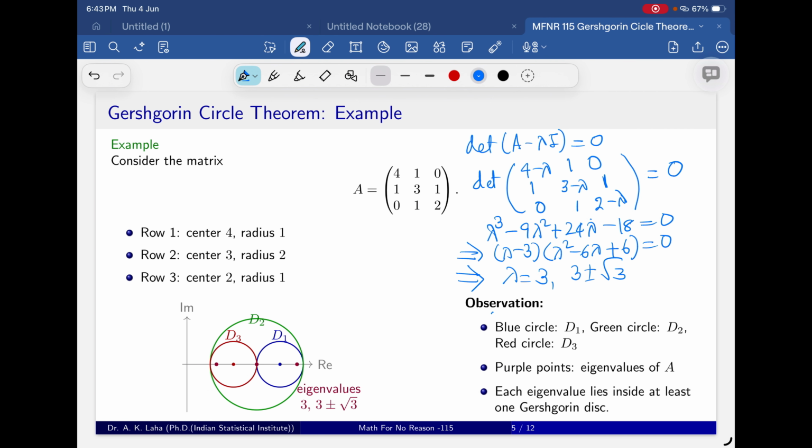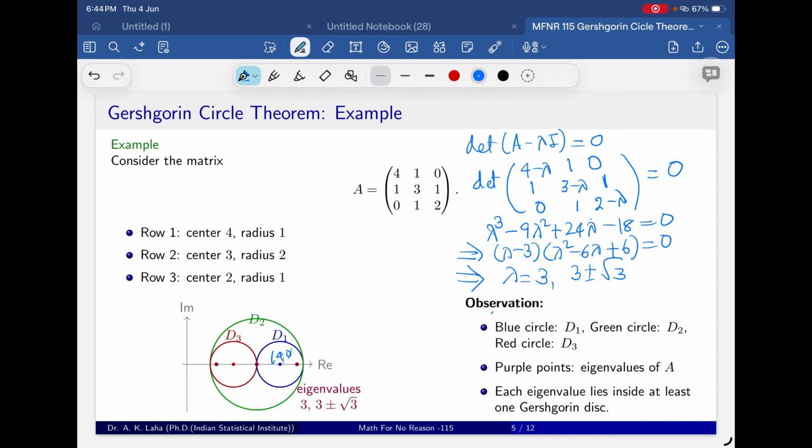Now here is an example. Let us consider this real matrix: 4 1 0, 1 3 1, and 0 1 2. If you look at row 1, then the Gershgorin disk has a center at the point 4 comma 0, and we have a radius of 1, which is the sum of the non-diagonal entries. For the second disk D2, the center is at 3 and the radius is 2.